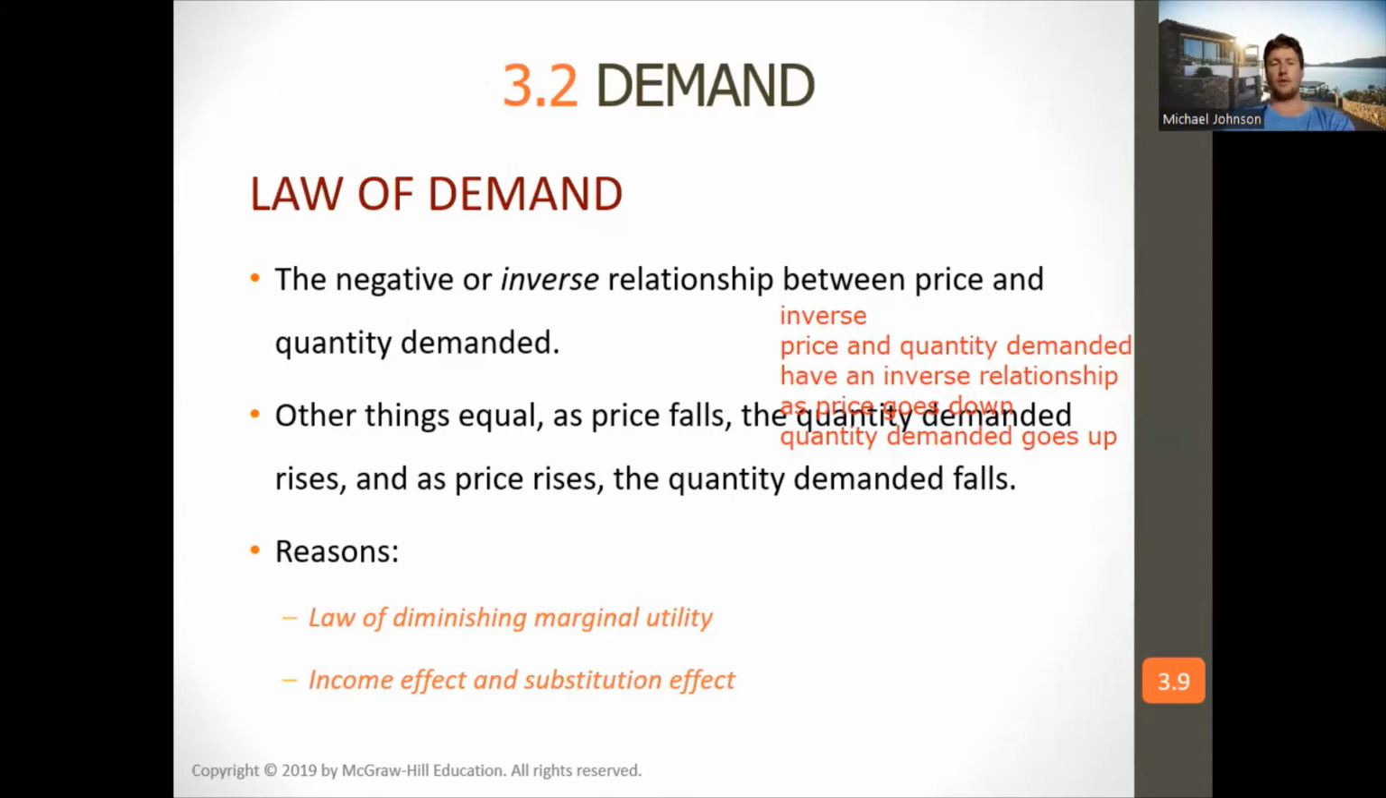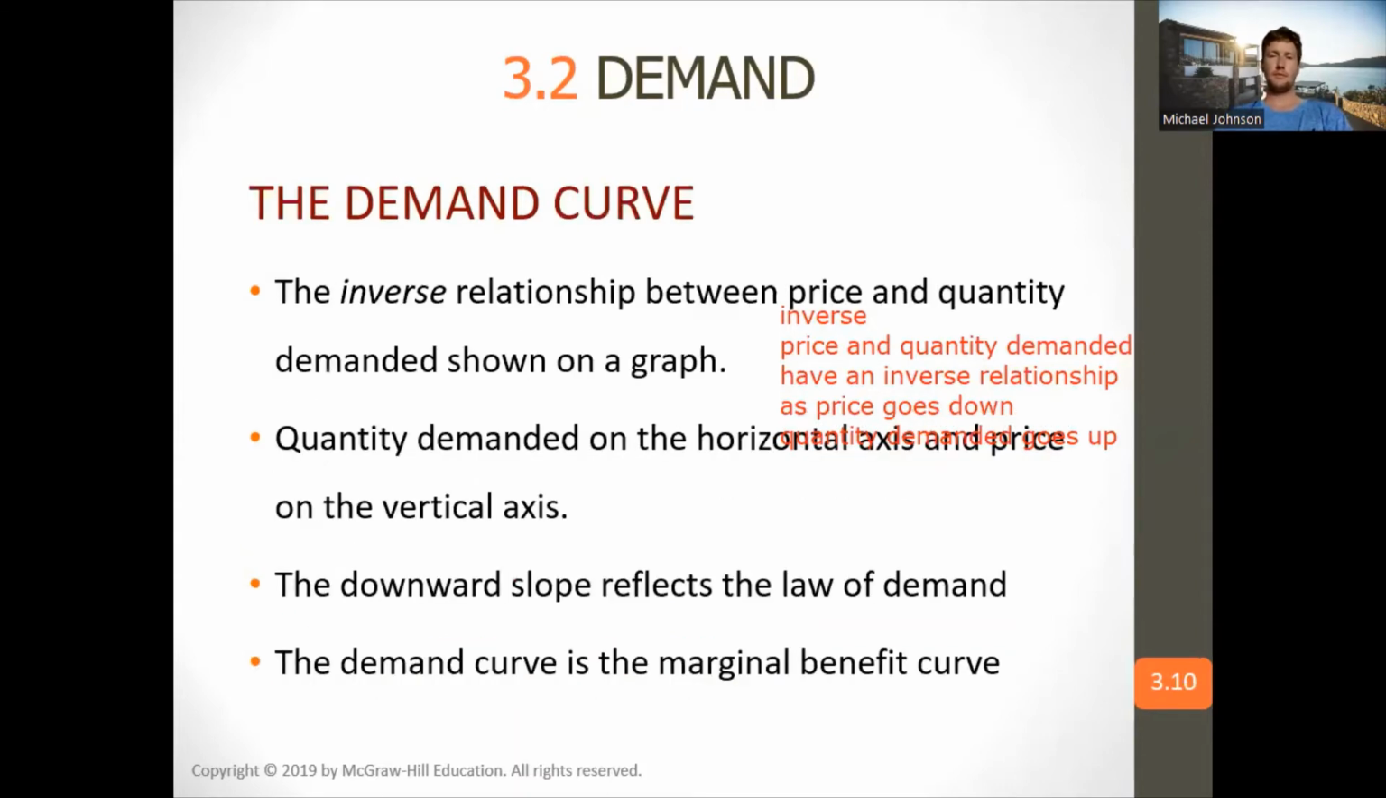Reasons include the law of diminishing marginal utility, the income effect, and the substitution effect. So the demand curve is the inverse relationship between price and quantity demanded shown on the graph. Quantity demanded is on the horizontal axis and price is on the vertical axis.